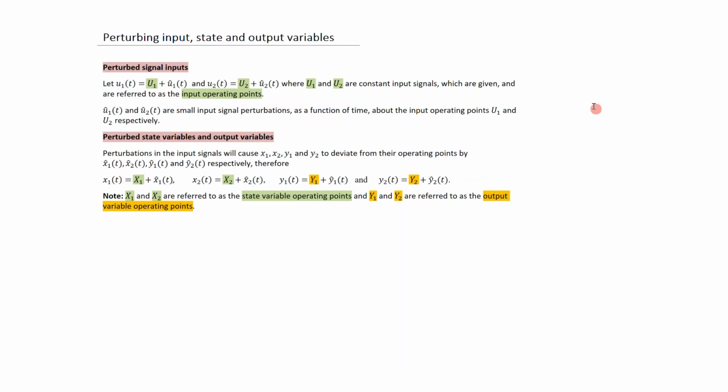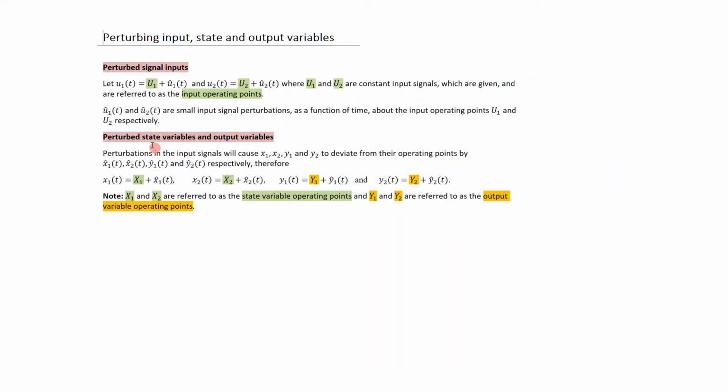All right, so now basically we're going to perturb the input, the state, and output variables. So what does that mean? For instance, perturbing the input signals means you take U1(t) and you represent it as a steady state value, equilibrium value, or DC value, three interchangeable words, plus a small change with respect to time. Similarly for U2, steady state plus small change. Small is typically something you have to make a decision on, because finally when we do a Taylor series expansion, you want to make sure that higher order terms are negligible in comparison to first order terms.